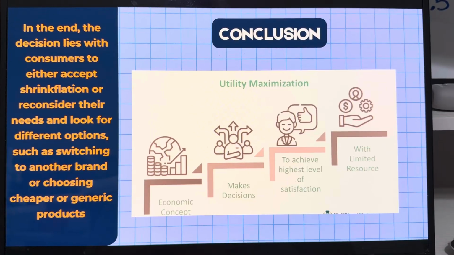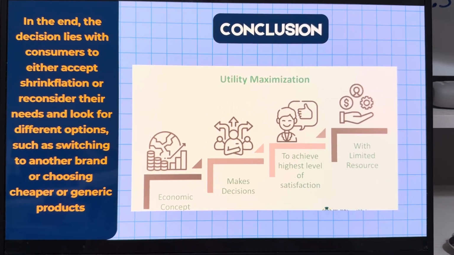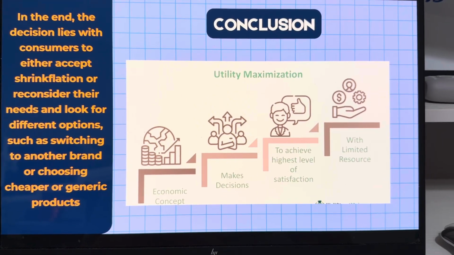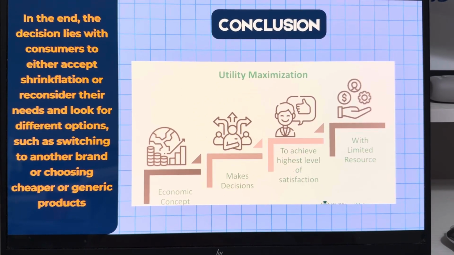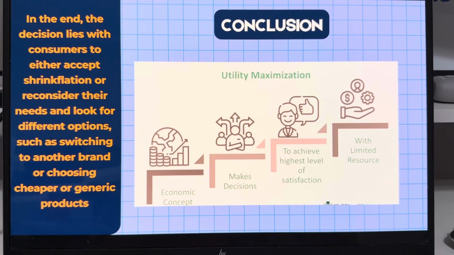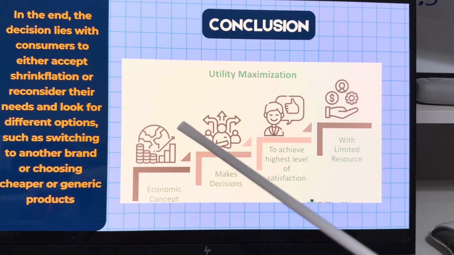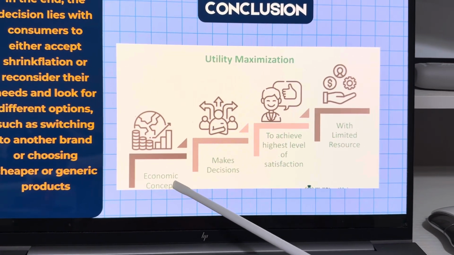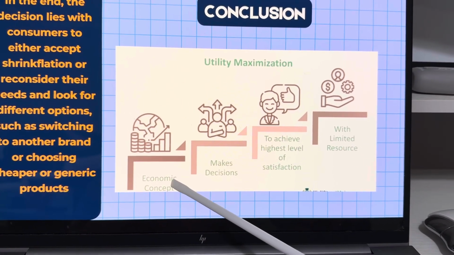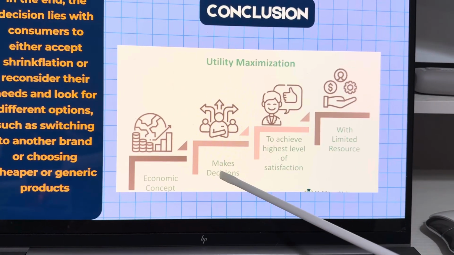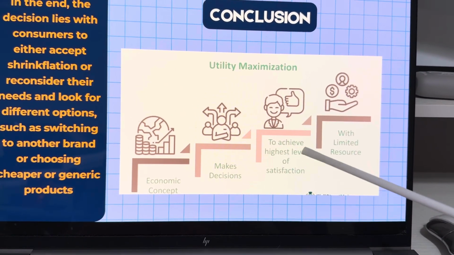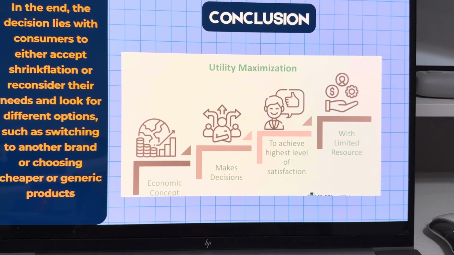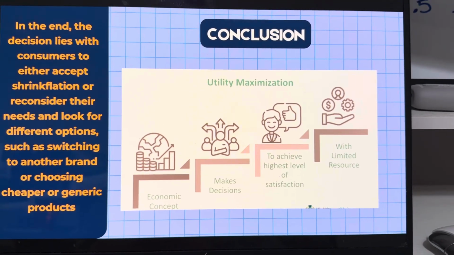So at the end, the decision lies with consumers to either accept shrinkflation or reconsider their needs and look for different options, such as switching to another brand or choosing cheaper or generic products. This is the process for utility maximization: we recognize the economic concept or aspect, then we make decisions to achieve a higher level of satisfaction within our budget. Thank you.